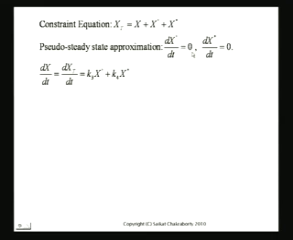Next, I use a pseudo steady state approximation or a quasi steady state approximation like we did before, that del del t of x prime equals 0 and del del t of x double prime equals 0, right?